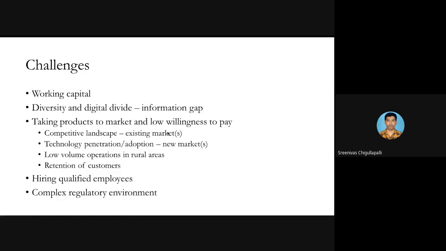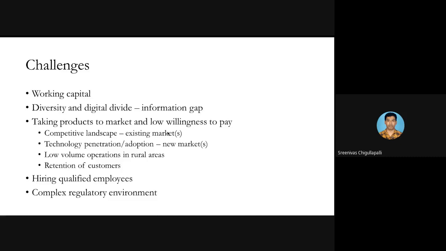And also, especially in the case of rural-based technology startups, you have a lot of information gap. Customers don't know what exists in the market, where they can get this kind of products, or where they can develop these kinds of technologies on their own. So there's a lot of gap. Although it is vanishing slowly, customers still don't have access to information.